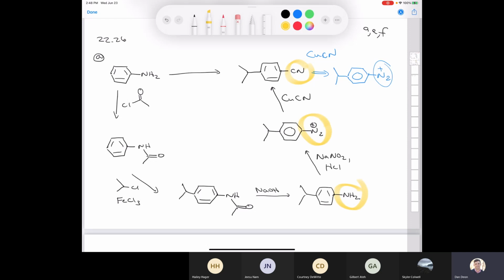So there you go. And you need to know a little bit about electrophilic aromatic substitution, don't you? Because you've got to know that this is an ortho-para director, but it won't work to do a Friedel-Crafts alkylation directly. You first got to do the acetylation, and we talked about that at length in this chapter.